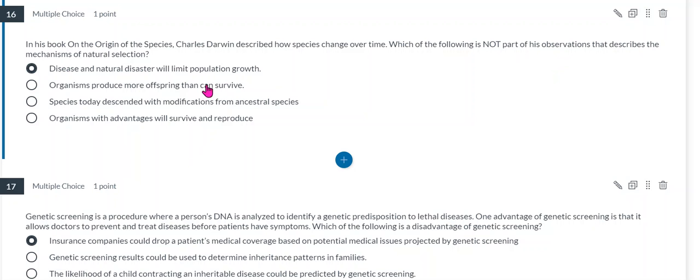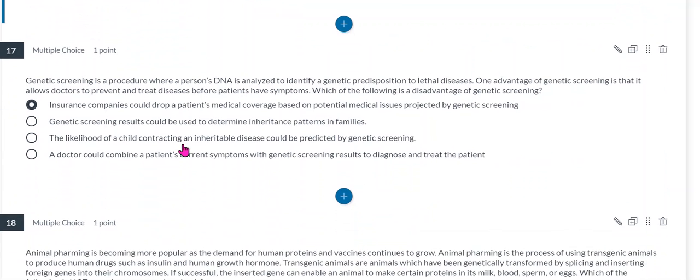He did not explain any of those things. An organism that produces more offspring can survive. That was a part of it. And the organism today that came from the ancestors, the organism with a selected advantage, will survive and reproduce. Those are the parts of natural selection.